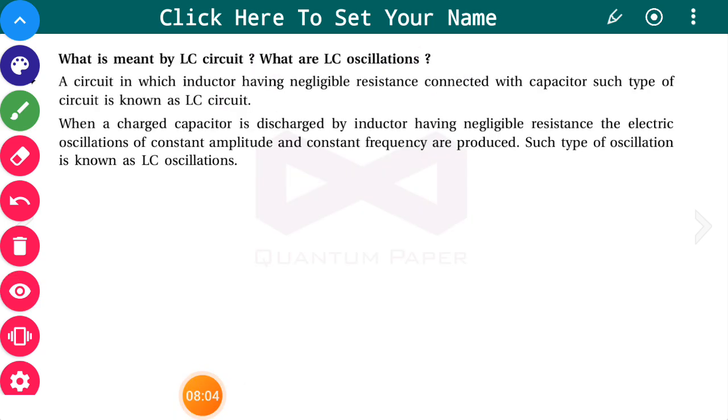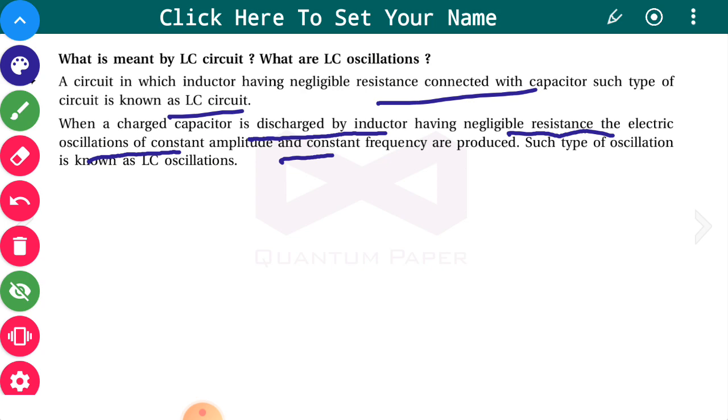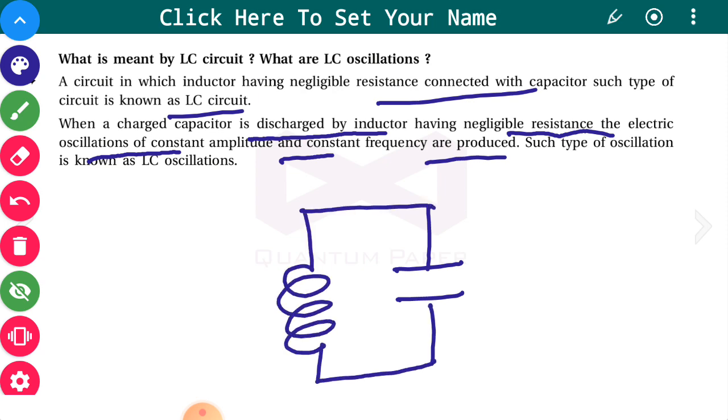Okay, now we shall talk about the LC circuit. That is our 7.8 topic. A circuit in which an inductor having negligible resistance is connected with a capacitor is known as an LC circuit. Sometimes it is known as the tank circuit. When a charged capacitor is discharged by an inductor having negligible resistance, electric oscillations of constant amplitude and constant frequency are produced.